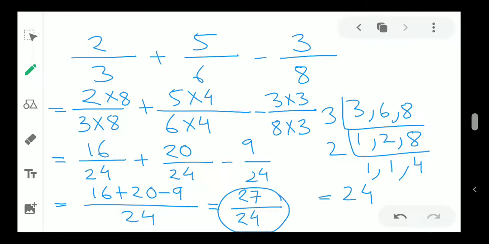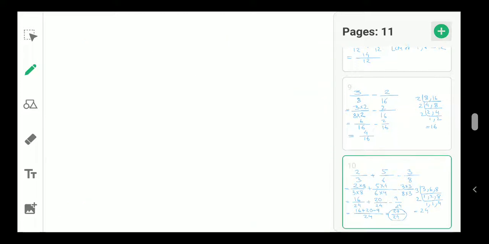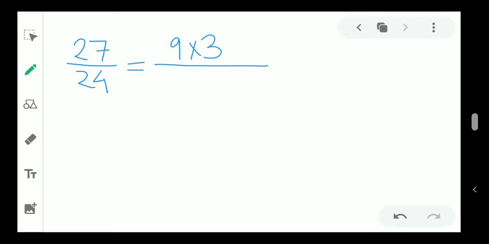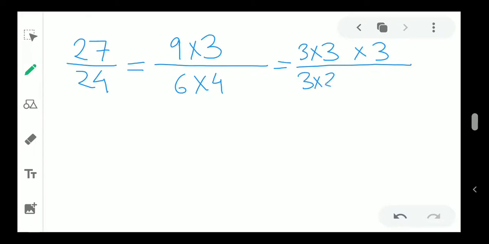Now this you can further reduce, you can make it smaller. How you can make this term smaller? See, 27 by 24, I can split this as 9 3s are 27 and 6 4s are 24. So more I can split as 9 is 3 into 3, and this 3 was there already. 6 is 3 into 2, and 4 is 2 into 2. So I can now do cancellation. So this is gone and nothing else.